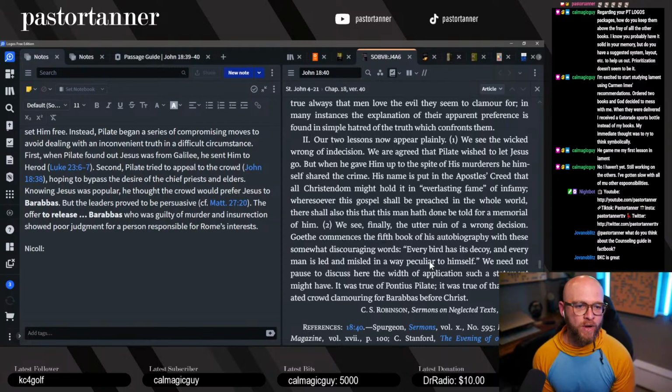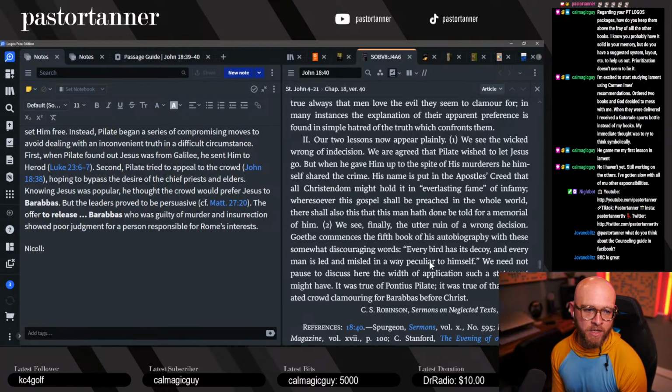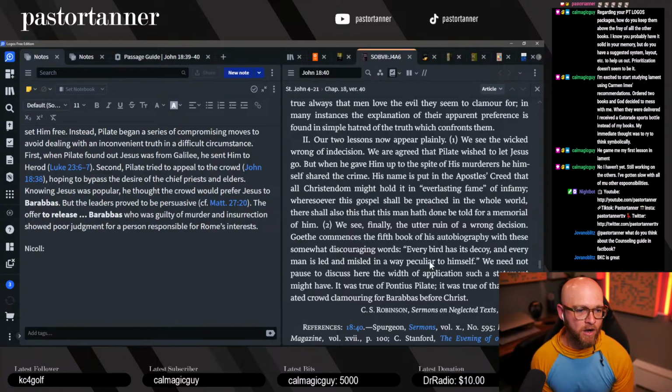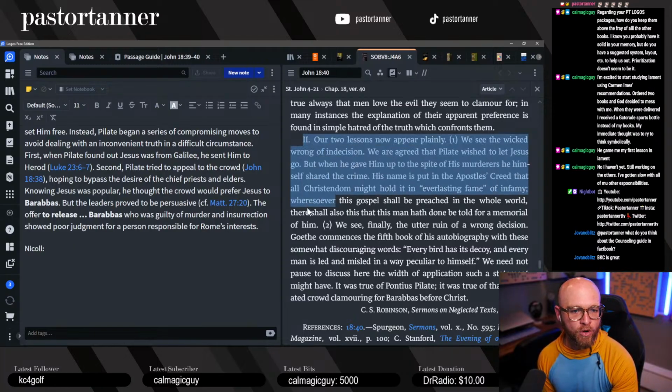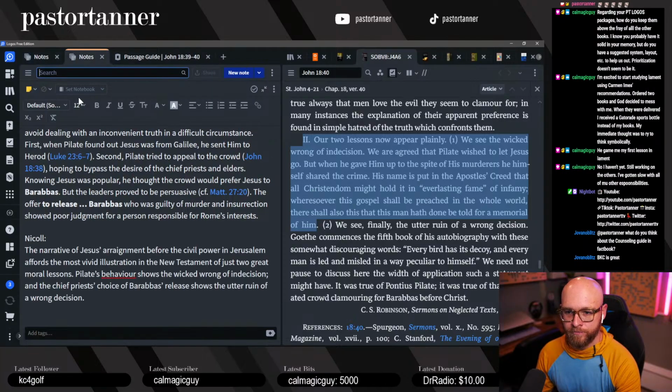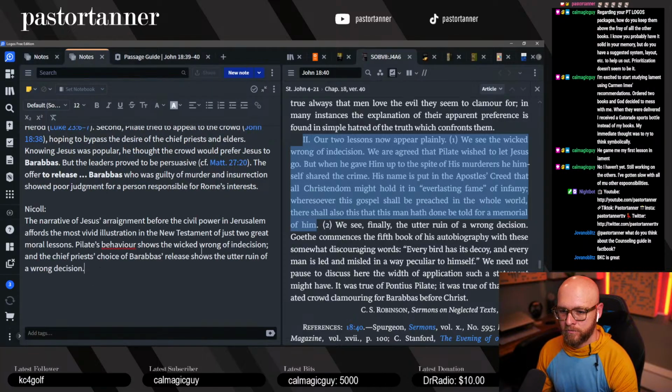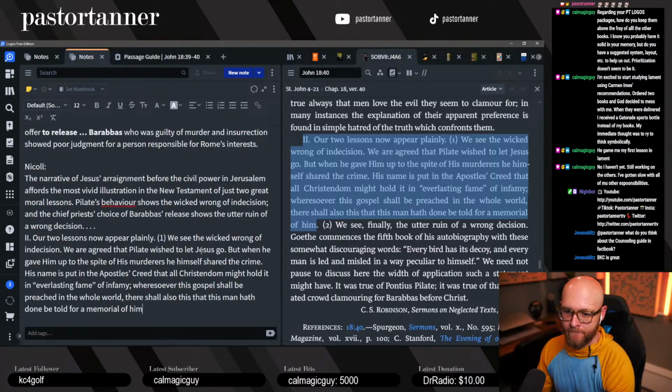We see the wicked wrong of indecision. We are agreed that Pilate wished to let Jesus go, but when he gave him up in spite of the murderers, he himself shared the crime. His name is put in the Apostles' Creed that all Christendom might hold it in everlasting fame of infamy. Wheresoever this gospel shall be preached in the whole world, there shall also this that this man hath done be told for a memorial of him, which is horrible, right, for him. Okay. And then two, we see finally the utter ruin of wrong decision.